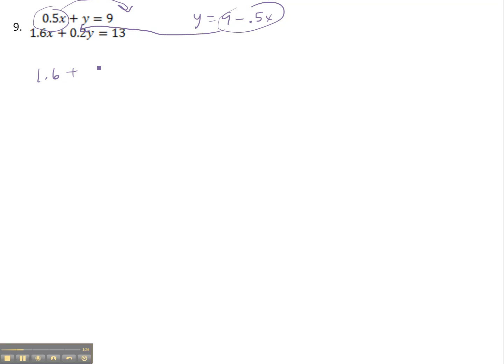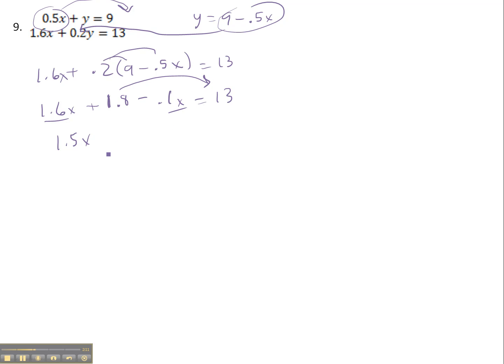So 1.6 plus 0.2 times 9 minus 0.5x, it's from the first equation, equals 13. Oops, I forgot an x here. Do a little distributive property here, so 1.6x plus 1.8 minus 0.1x equals 13. And we can combine our like terms. I get 1.5x, and then subtract this over, equals 11.2, and just divide it.